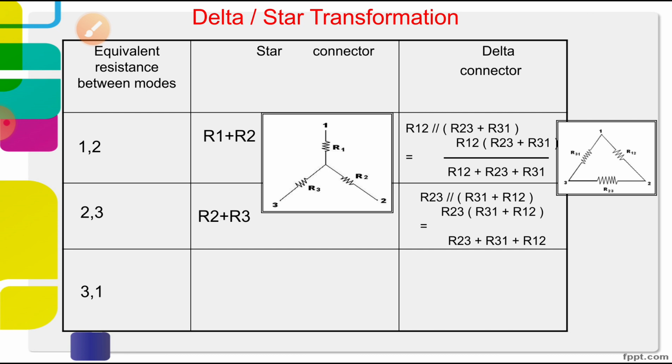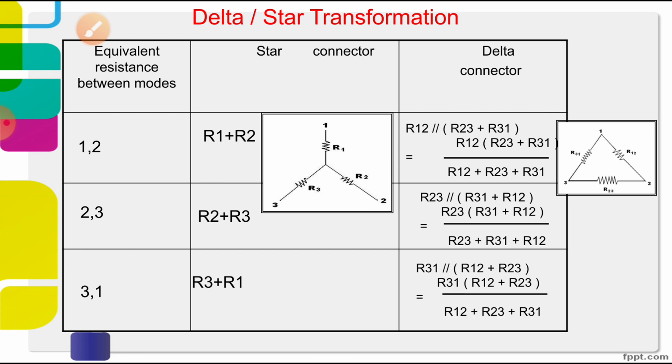Now another pair of nodes, between 3 and 1. What is the value? Similarly, we are going to get R1 plus R3. Now what is the delta? In delta, in this case, R31 is in parallel with R12 plus R23. So these are the equivalent resistive values in star and delta conversion, and vice versa. Very easy, you just remember these values. Just how to connect this one, now you can see it.